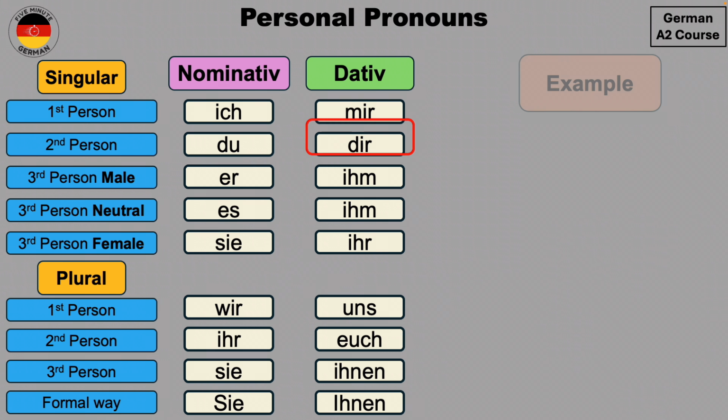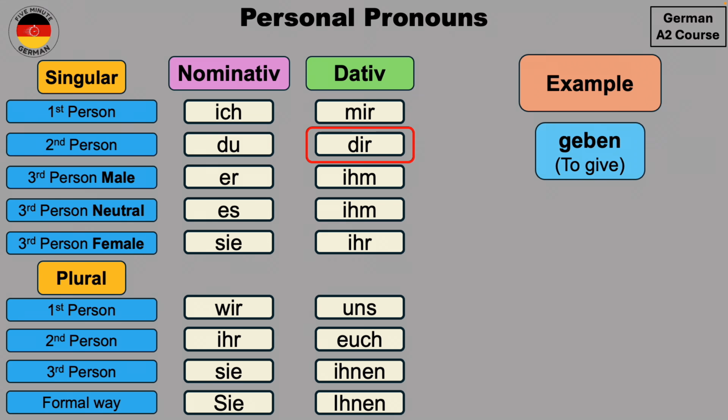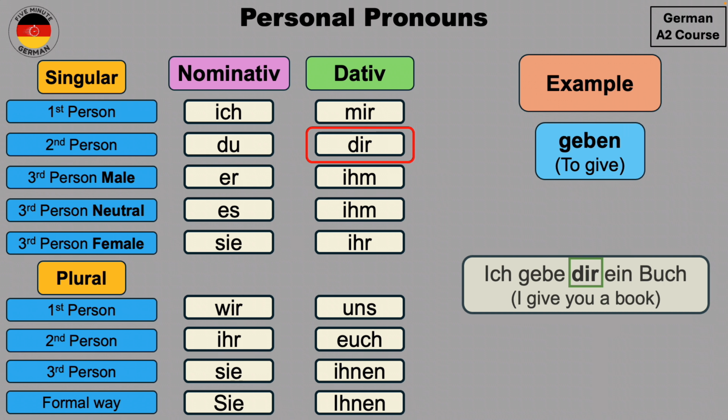Now let's take some examples with dir, which is the second person singular dative form. We will take the verb geben, which means to give. So a sentence can be Ich gebe dir ein Buch. I give you a book. And we use dir because it is the indirect object in this case. And it is coming after the verb geben, which itself is a dative verb.